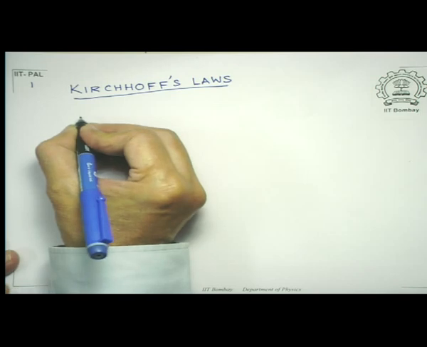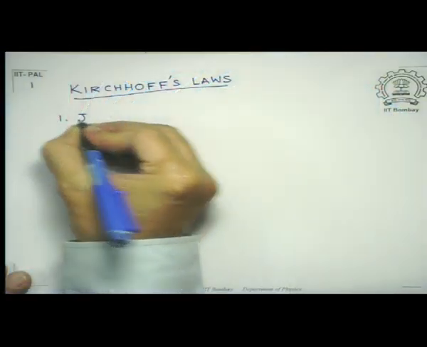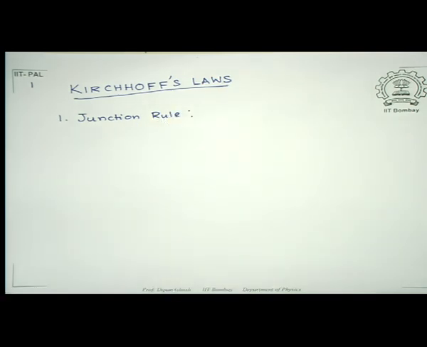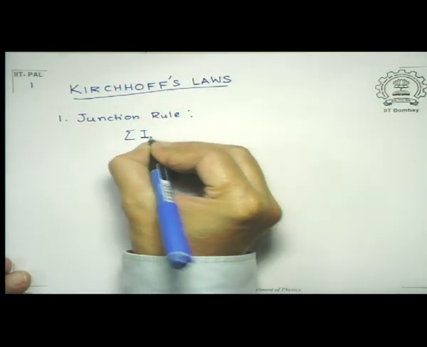The first, what we did is to define what is meant by a junction. So what we said is, a junction is a point where three or more conductors meet. So there is a rule regarding the junction law. The first law, as we talked about last time, is called the junction rule. The junction rule simply says that if you assign a sign to the current which is coming in, you can do it any way. Supposing the current which is coming in is taken to be positive and the current which is leaving that junction is taken as negative, then the algebraic sum of currents at a junction, which is what I write like this, sum over I_i is equal to 0.